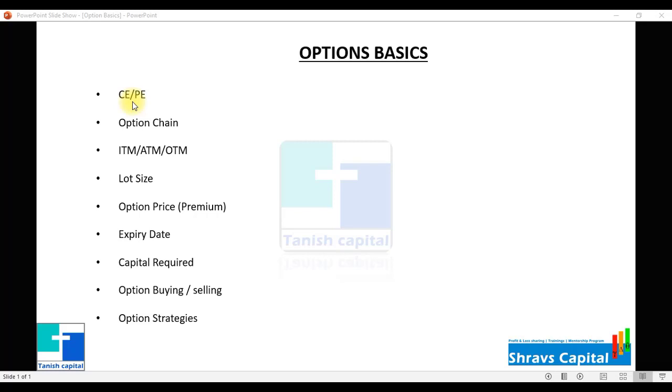And the next one is the option chain. Option chain is nothing but a tabular column where you can get the details of the different contracts available for that particular script. I will show you on the NSE website how to go and see the option chain for any particular script, or Nifty or Bank Nifty.